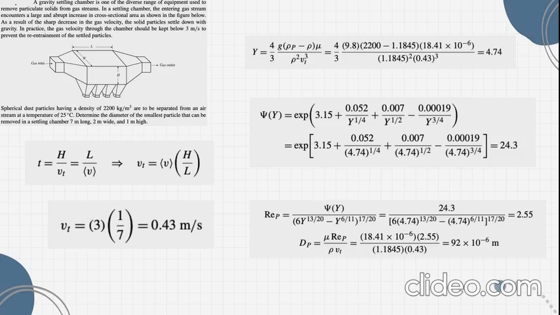Now we'll calculate the value of y using our formula. On substituting the values, we get the value of y to be 4.74. So we get the Reynolds number and the particle diameter. Once we get the Reynolds number, we substitute that in the particle diameter formula and we get the particle diameter to be 92 × 10^-6 meters.